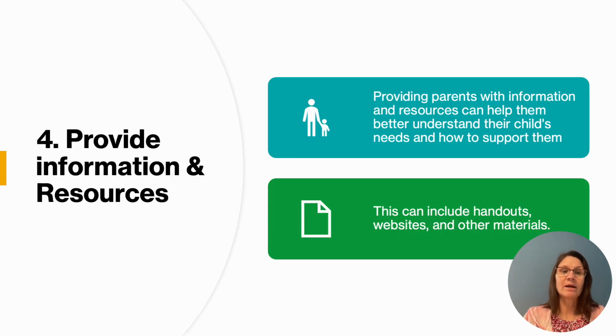Next we have provide information and resources. This is number 4. Providing information to the parents can help them better understand their child's needs and supporting them. And these types of things can be links to websites, different blogs that you might have come across on a particular diagnosis. It can also be books that you've read, articles that you've found helpful, anything that supports them in understanding their child and feeling comfortable with their child and meeting their child's needs is always appreciated.